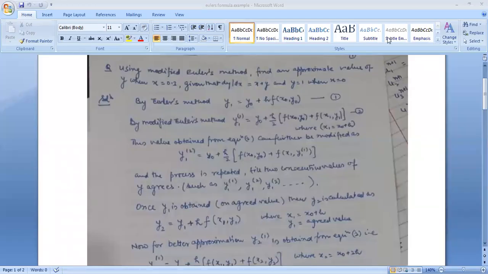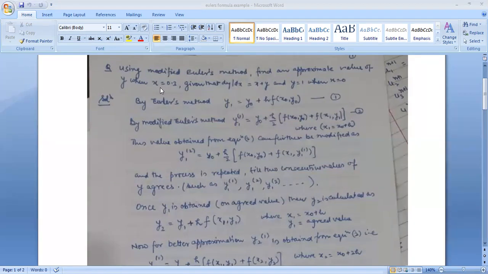So Euler's method and modified Euler's method. In the case of Euler's method, the formula which is used to solve the problem is y1 is equal to y0 plus h f(x0, y0). Now x0 and y0 are the initial condition which is given along with the problem, and you have to bifurcate the value of x for which you want to calculate.